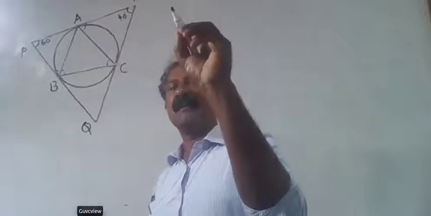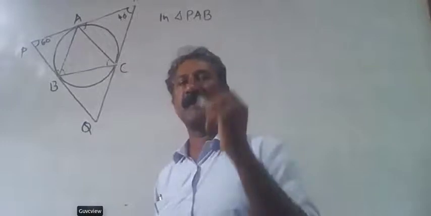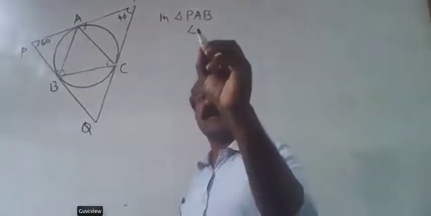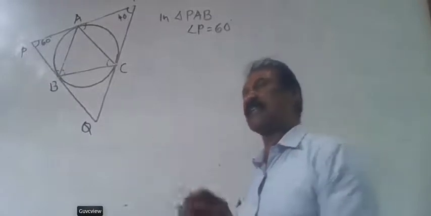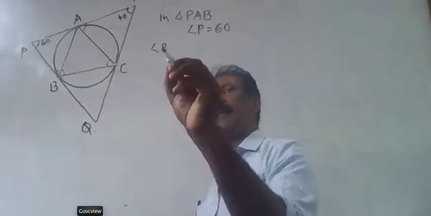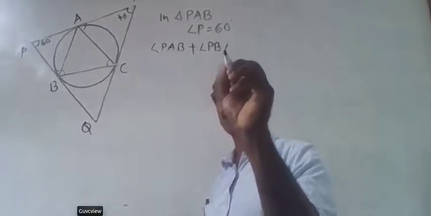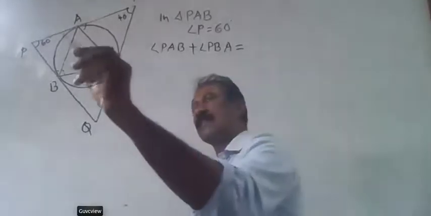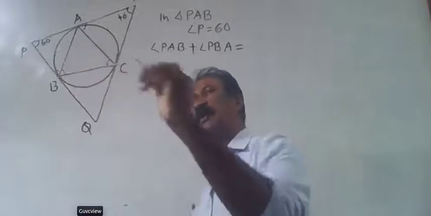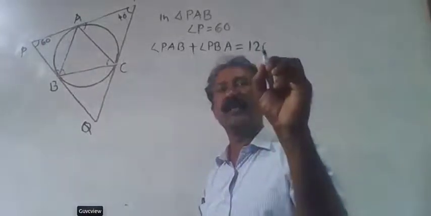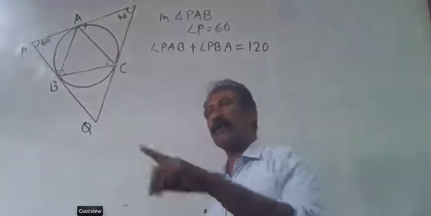Okay. First you consider triangle PAB. In triangle PAB, angle P equal to 60 degrees is known. Then what is the remaining angle? Angle PAB plus angle PBA equal to 120 degrees, since the total in the triangle is 180 degrees and angle P is 60 degrees. Therefore, the sum of these two remaining angles is 120 degrees. Clear?